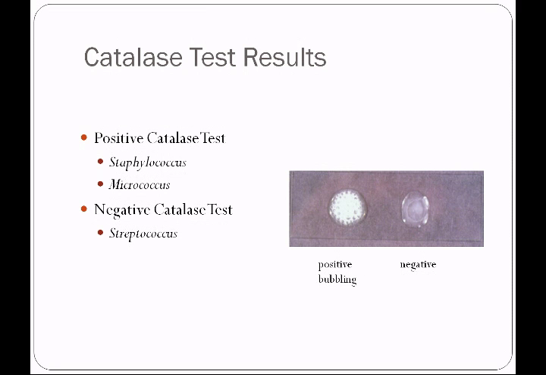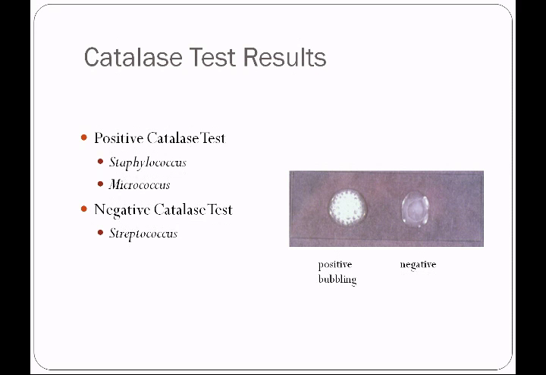Catalase test results show that Staphylococcus and Micrococcus are positive. Bubbling will be observed after touching the colony to the hydrogen peroxide. Streptococcus species do not make the enzyme catalase, and therefore you will not see any bubbling when the Streptococcus organism is touched to the hydrogen peroxide.